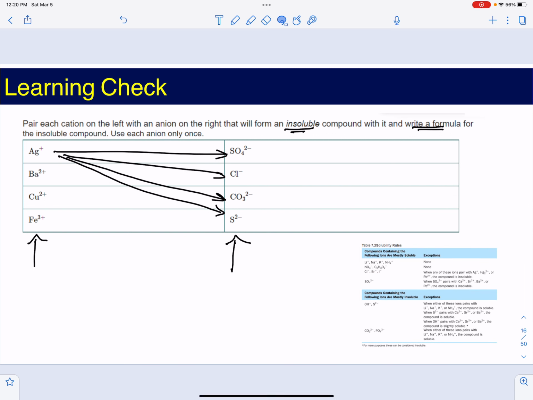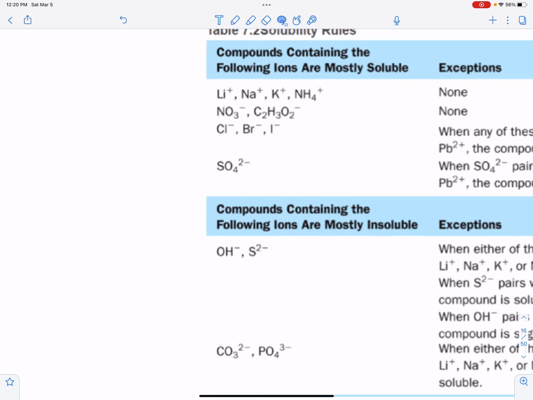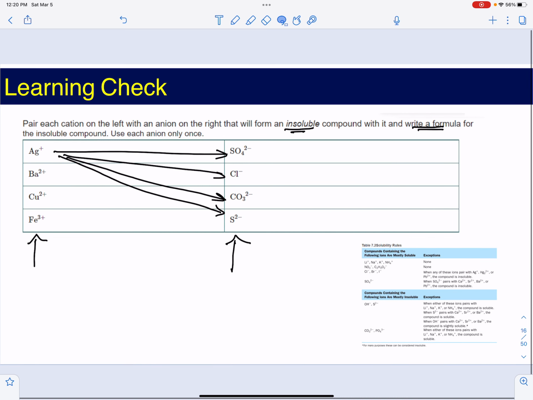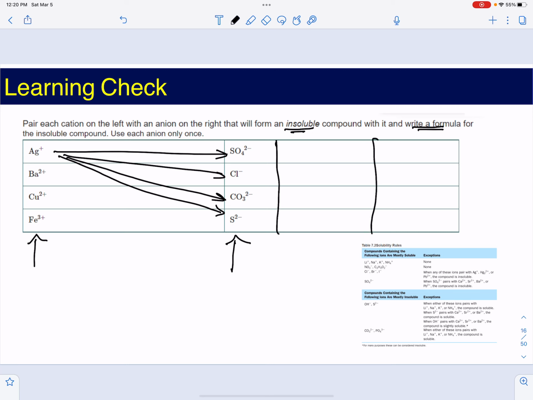So, what happens if I get silver and sulfate? All sulfates are soluble, except with any of those. Silver is not in there. So what I'm going to do is set up two columns here. This is going to be the soluble, and this is going to be the insoluble. So when I have silver with sulfate, it's going to be soluble. And silver is +1, so that would be my formula by doing crisscross. Silver with chloride, I know that silver with chloride is going to be insoluble.